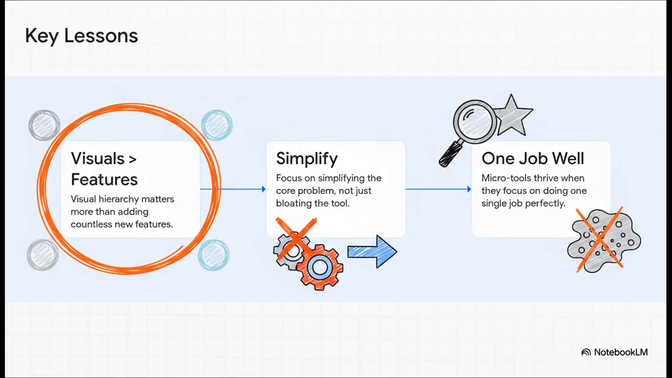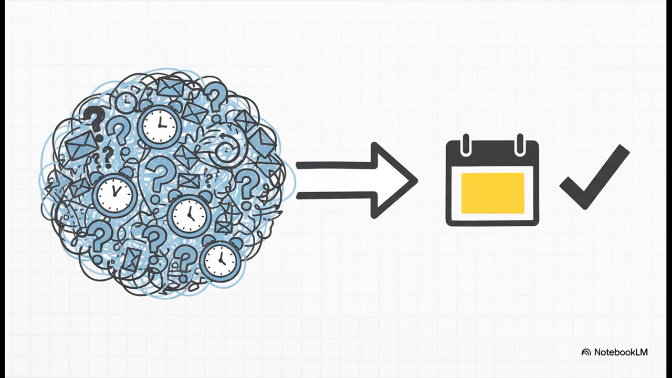So, what can we take away from all this? First, a clear visual is way more powerful than a bunch of features. That little orange highlight is more valuable than a dozen new buttons. Second, simplify the problem itself. Don't just keep adding stuff to your tool. And finally, remember this. A micro tool that does one job perfectly will almost always beat a bloated one that does 10 things poorly.